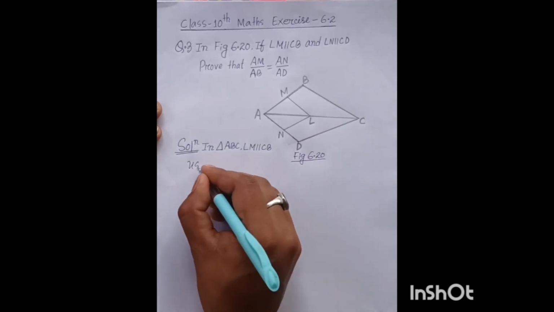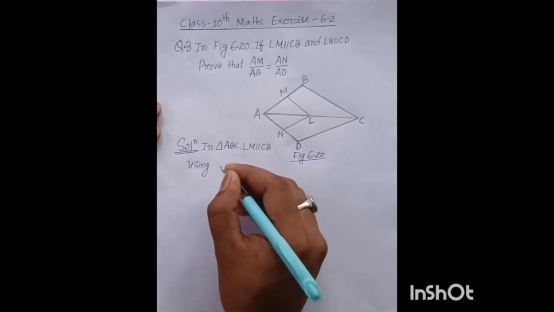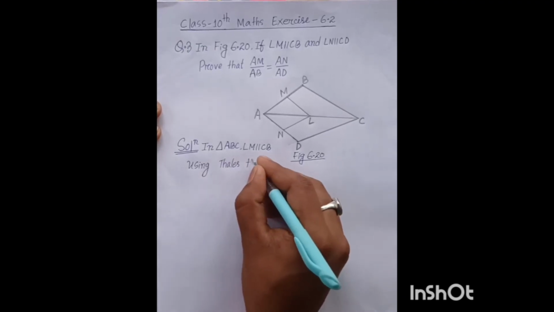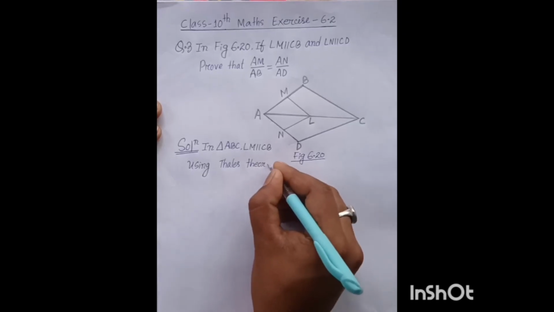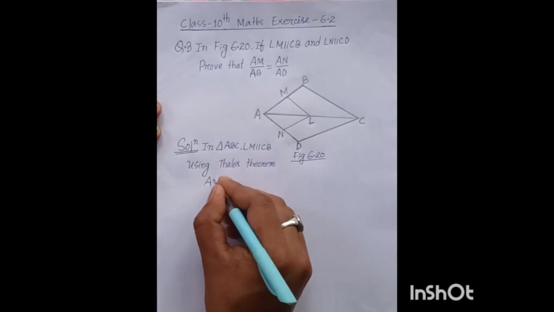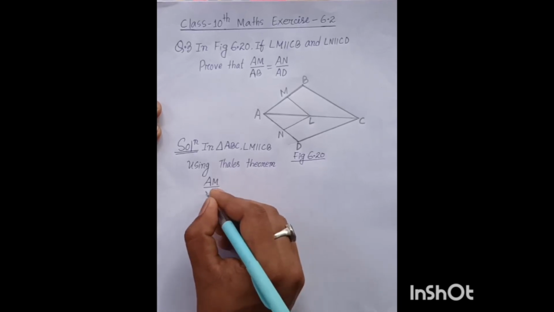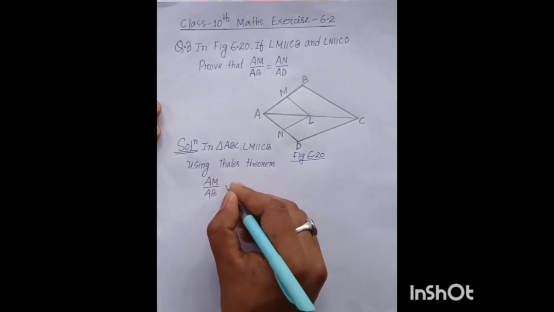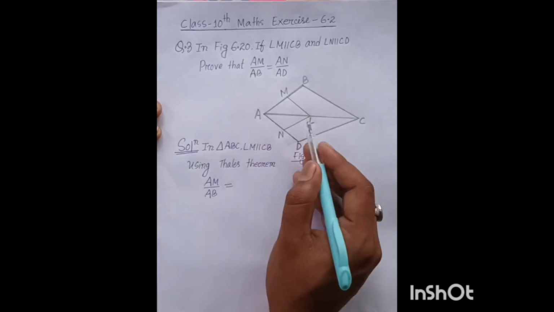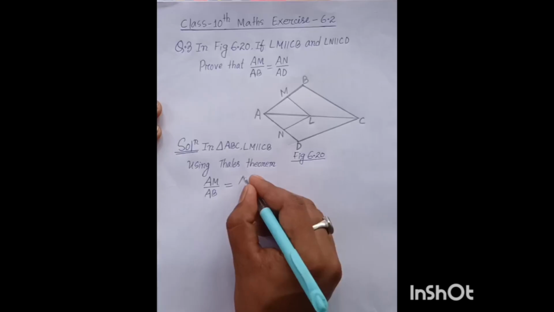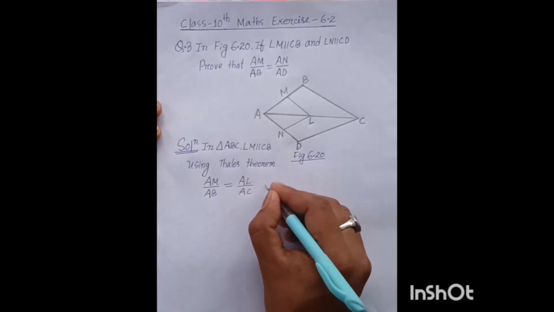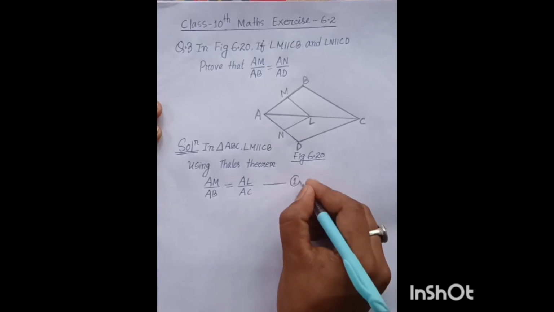So I will write here using Thales theorem, AM by AB equal to AL by AC. So give this equation number 1.